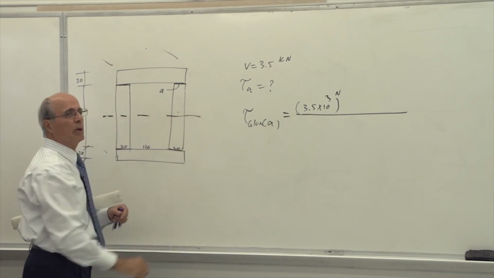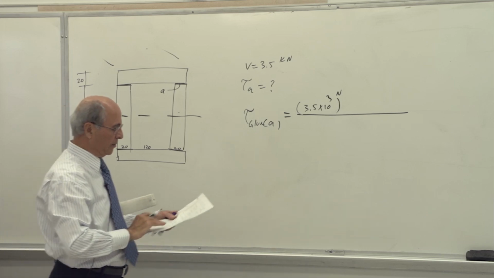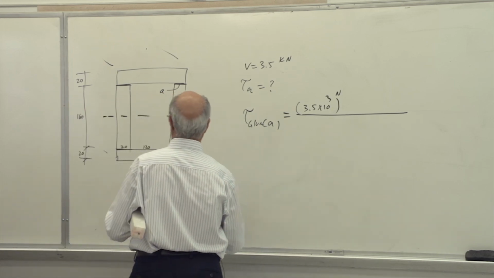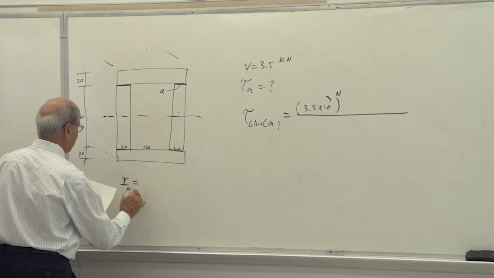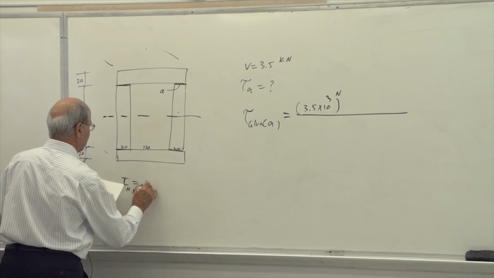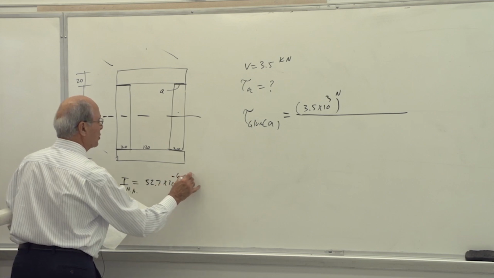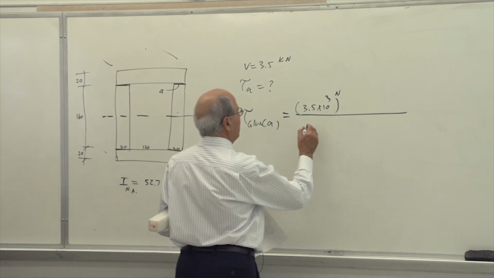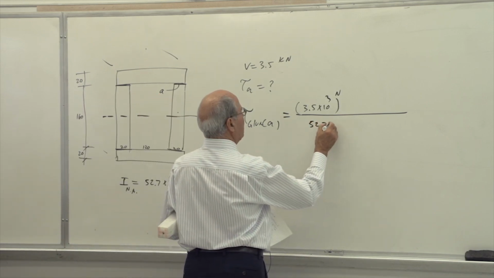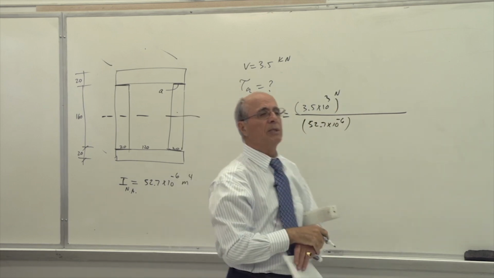Everybody understand that? But that I'm bypassing again. So we calculate I of that one. I with respect to the neutral axis becomes equal to 52.7 times 10 to the power of minus 6 meters to the power of 4. So I put the I here, 52.7 times 10 to the power of minus 6, which we did here 2-3 times. Is that correct or not?